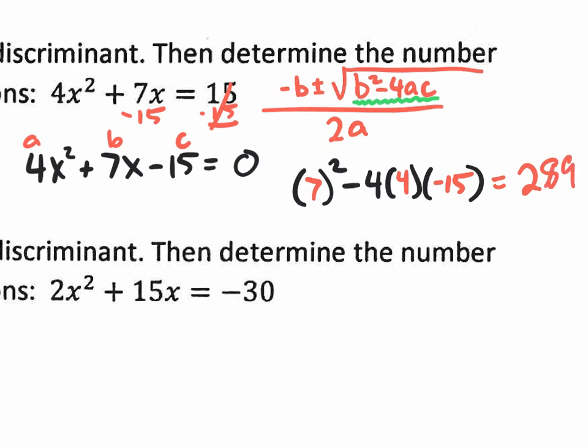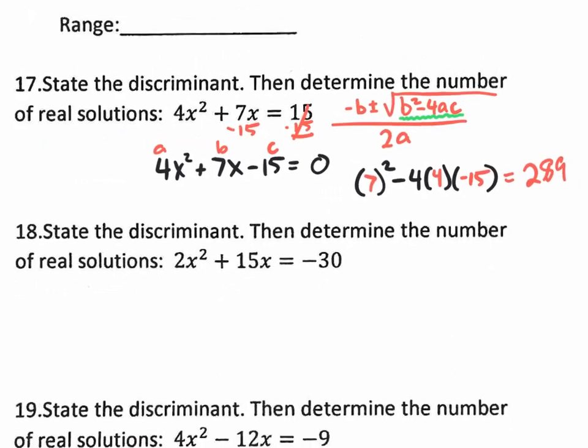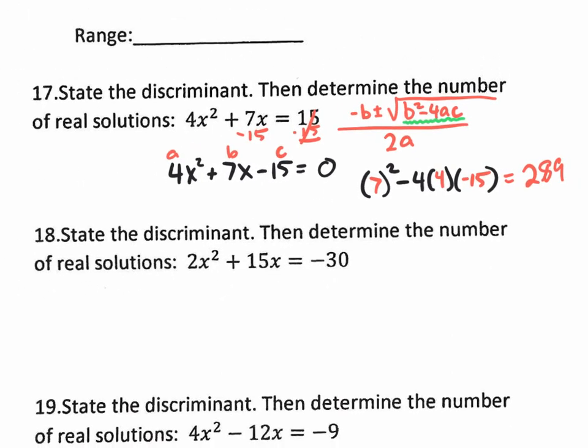Now, since we're not solving, they just want us to find the discriminant and then determine the number of answers we actually have. Because this is a positive discriminant value, we will be able to take the square root of 289. It's not like it's an imaginary number, right? It's a positive number. Whenever your discriminant is positive, you're going to get 2 real solutions.